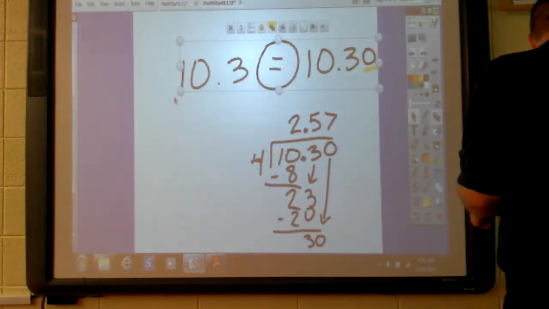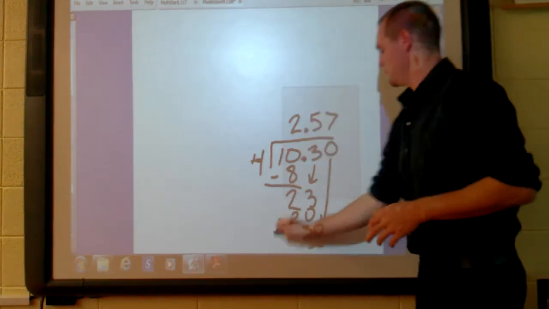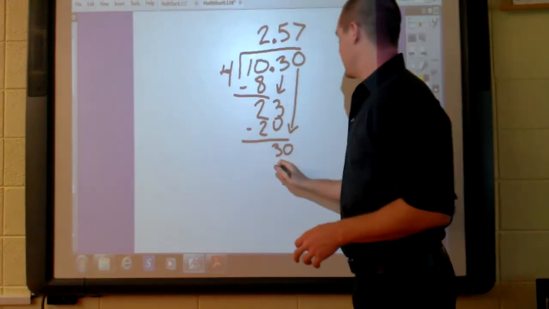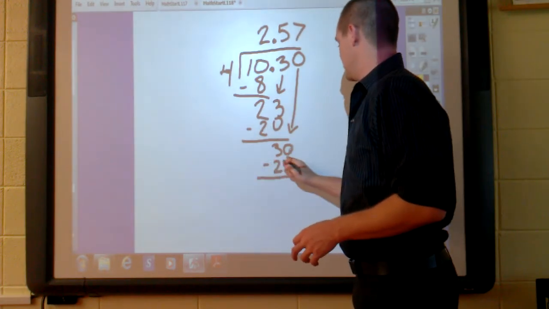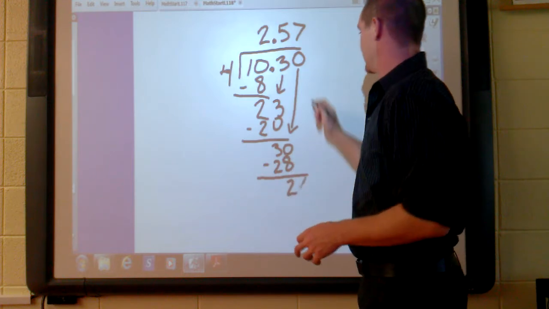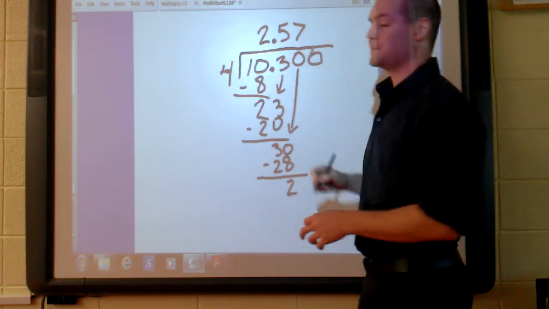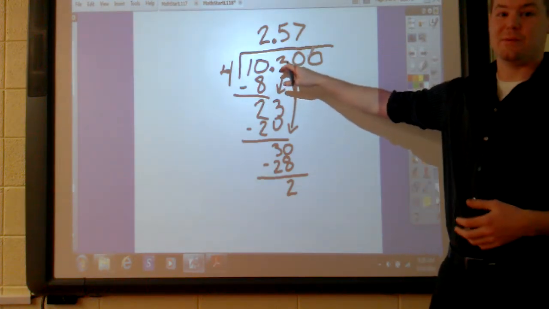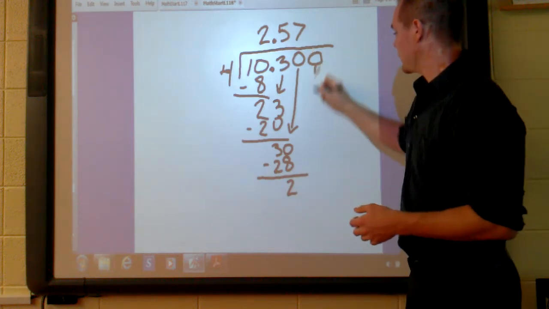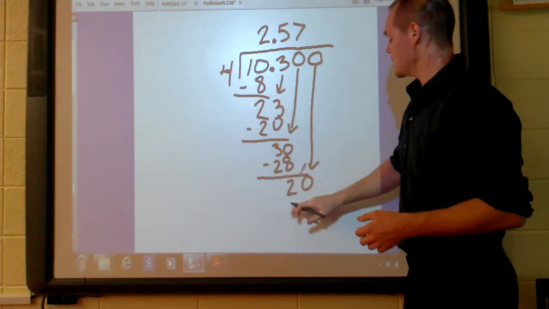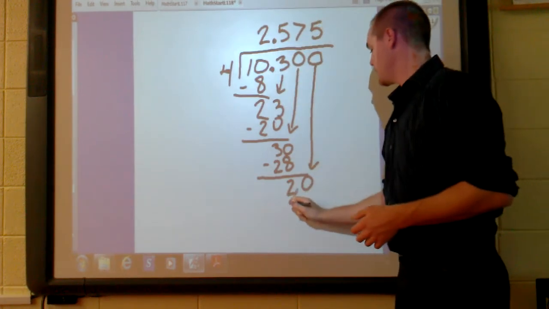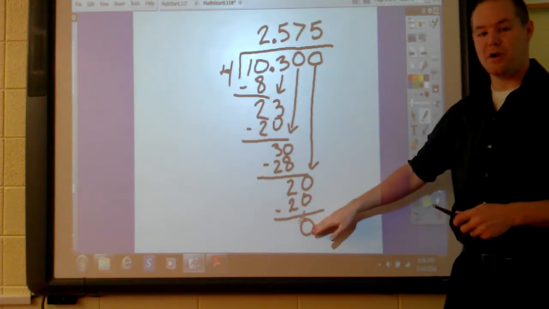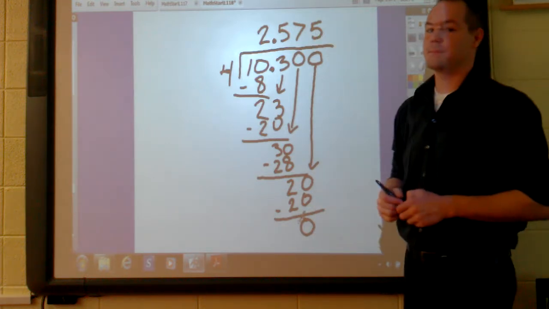Let's just delete that. Okay, 7 times 4 is 28. Subtract 30 minus 28 is 2. Okay, it looks like I have to add another 0 here, which you can do. 300 thousandths is equal to 3/10, which is equal to 30/100. I'm going to bring my 0 down. 4 goes into 20 5 times. 5 times 4 is 20. When you get an answer with a remainder of 0, you are finished dividing that problem.